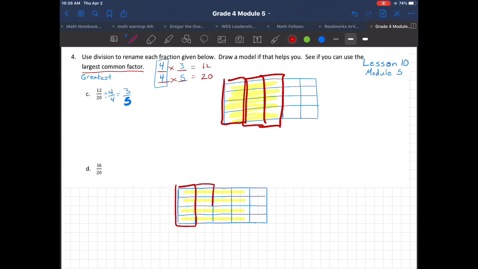16/20, the greatest common factor for 16 and 20 is actually, again, 4, because 4 times 4 is 16, and 4 times 5 is 20. There is no bigger number we can use that gets us both there. 2 is a common factor for both 16 and 20, because 2 times 8 and 2 times 10, but we can go bigger than 2. So we're going to use that greatest number and get 4/5, and that matches our picture. And that's the end.